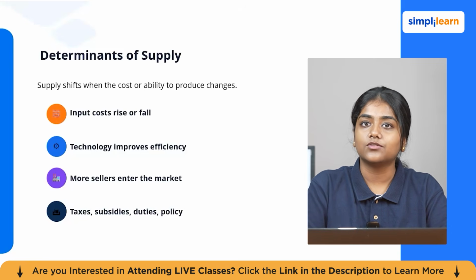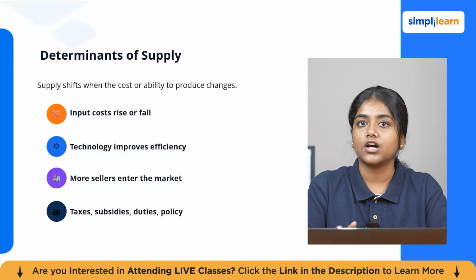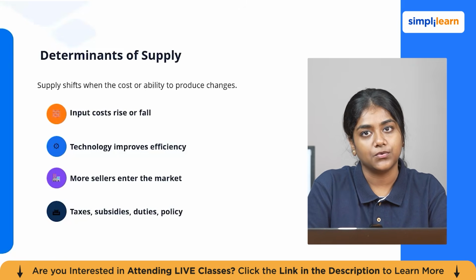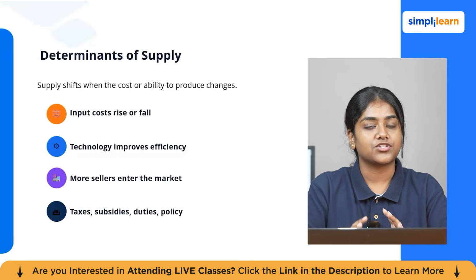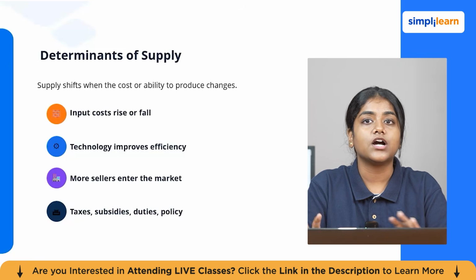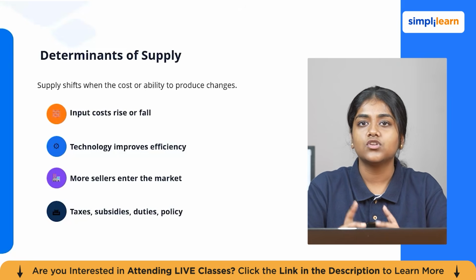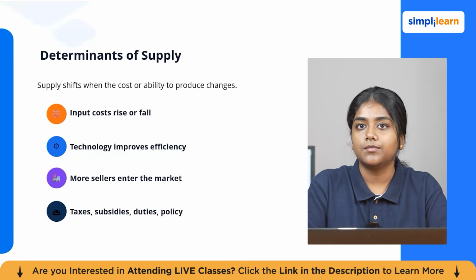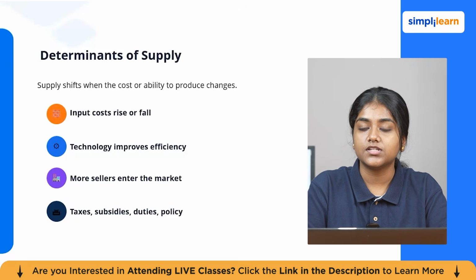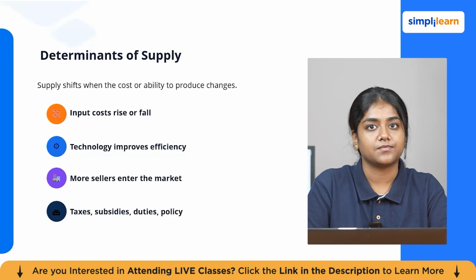Technology: improvements in technology typically increase supply because production becomes more efficient and cheaper per unit. Automation in manufacturing is a clear real-world example. It has shifted entire supply curves outward across industries. Number of sellers: as more firms enter a market, total market supply increases independent of individual pricing decisions.